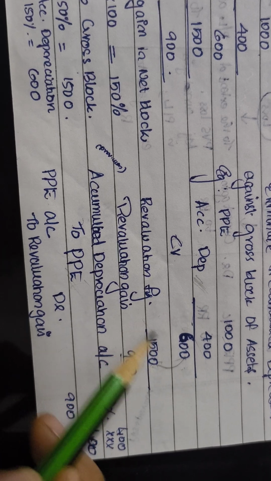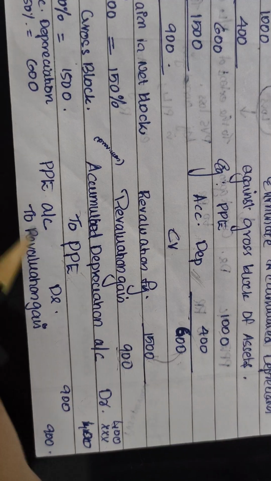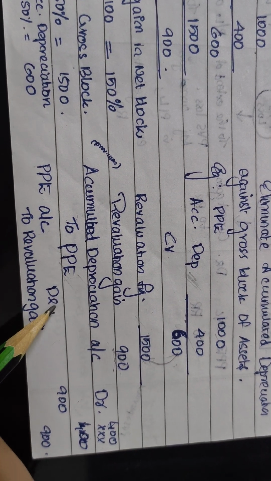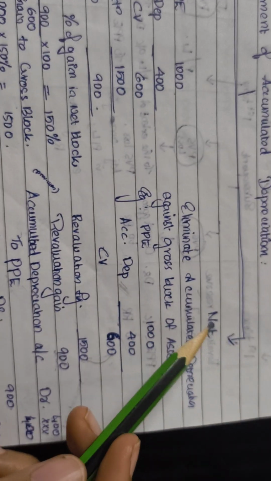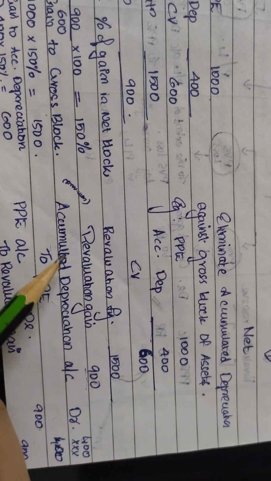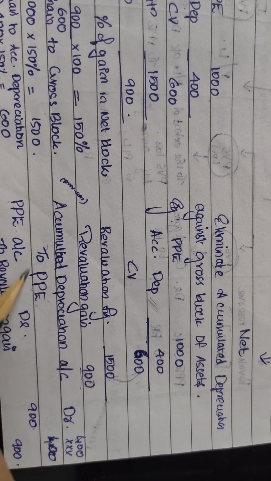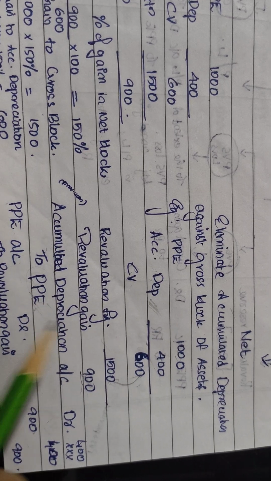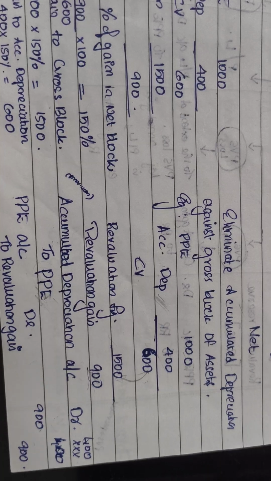And now there is a revaluation gain of 900, right? So that we will debit to PP. PP account debit 900 to revaluation gain 900. So in the net method, we have to eliminate the accumulated depreciation. Accumulated depreciation account debit to PP. We have to reduce the value of PP, right? Since it is depreciation. So asset account credit, accumulated depreciation account debit.